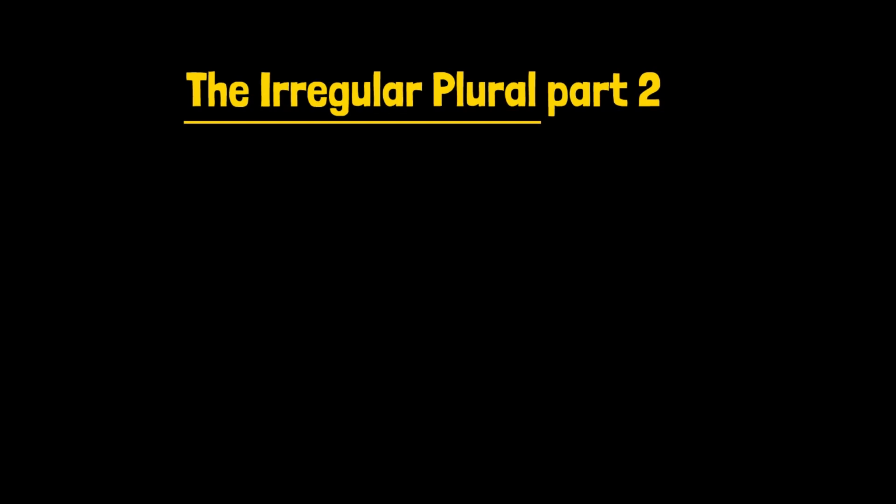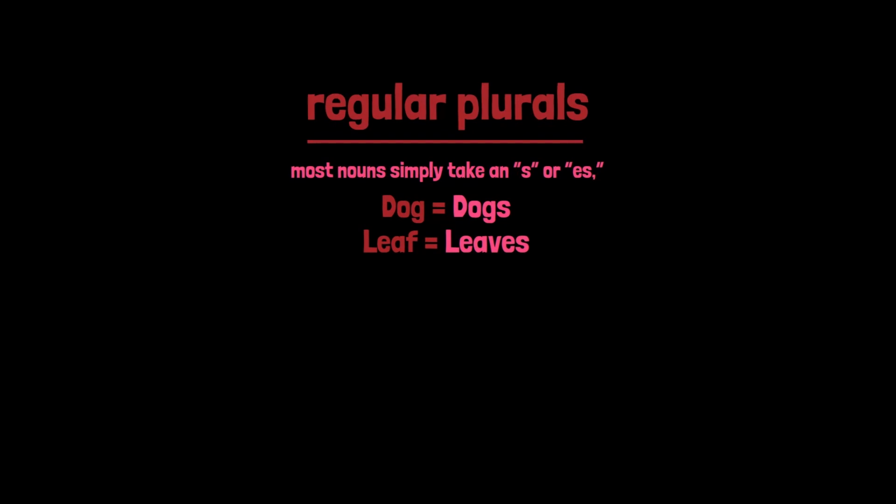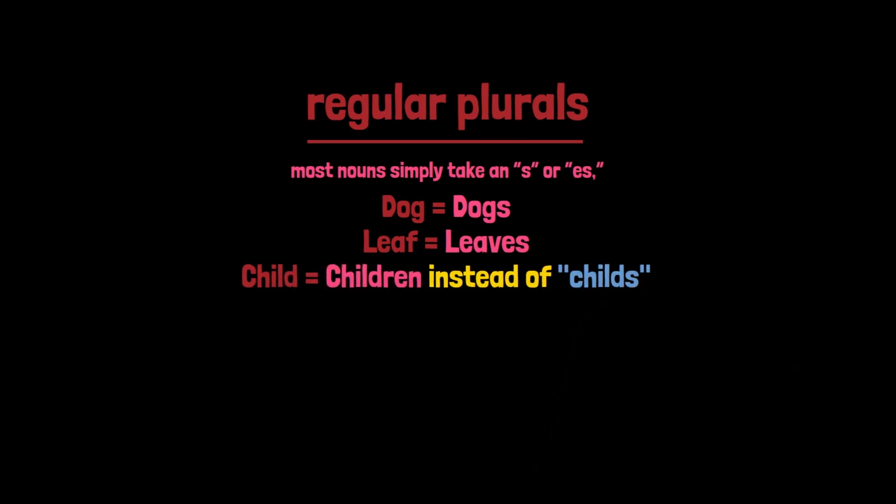In our previous discussion, we learned about regular plurals, where most nouns simply take an S or -es, like dog becoming dogs or leaf becoming leaves. But now, let's look at a different kind of irregular plural. Words that don't follow the standard pattern, like child, which becomes children instead of childs.